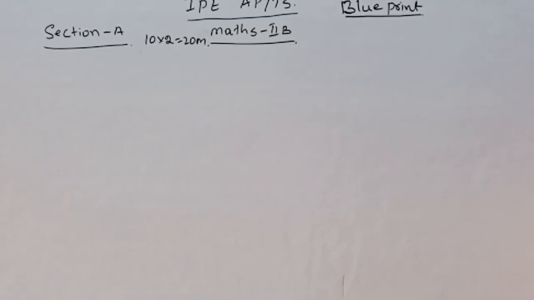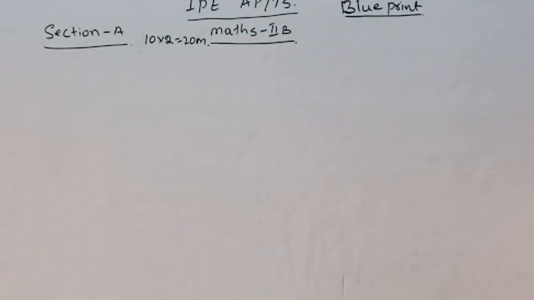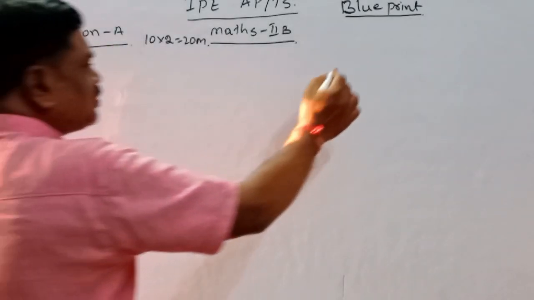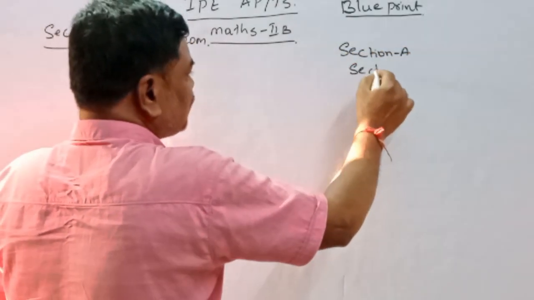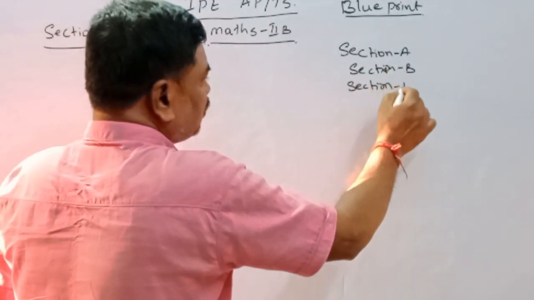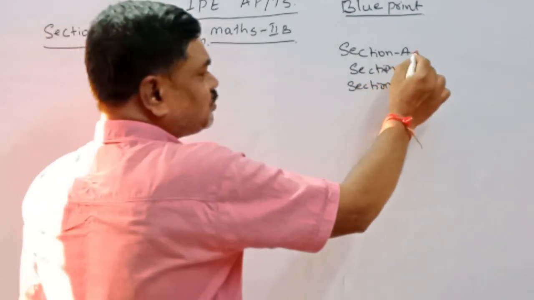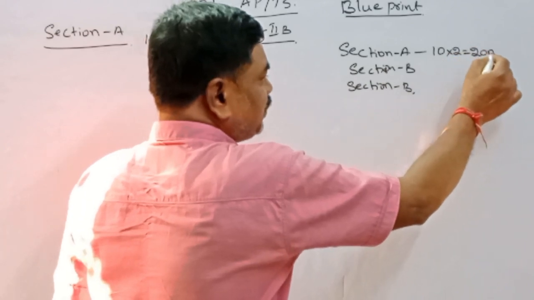Viewers, here we discuss the blueprint for the Intermediate Public Examination, AP and TS, Maths 2B. The total paper consists of section A, section B, section C. Section A has 2-mark problems, totally 10. 10 into 2 is equal to 20 marks.